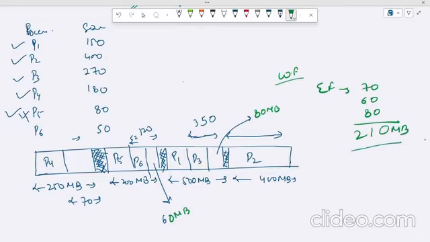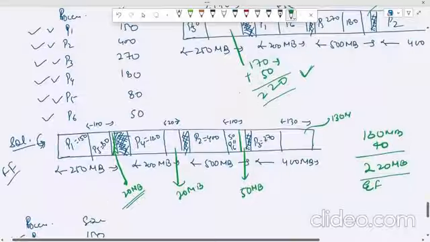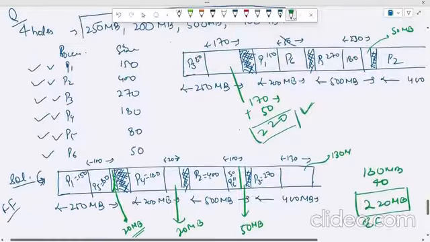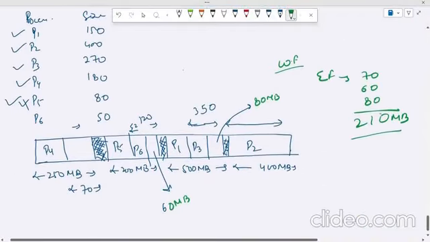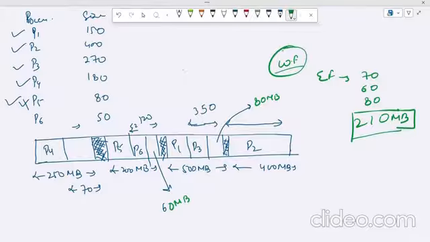So 210 MB of space is waste, or you can say 210 MB of external fragmentation there in a worst fit. So let's check which allocation policy works better in dynamic partitioning or variable partitioning. In a first fit, we have an external fragmentation of 220. In a best fit, we also have an external fragmentation of 220, but in a worst fit, we have an external fragmentation of 210. Okay, 210. So definitely worst fit works better in dynamic partitioning or variable partitioning.